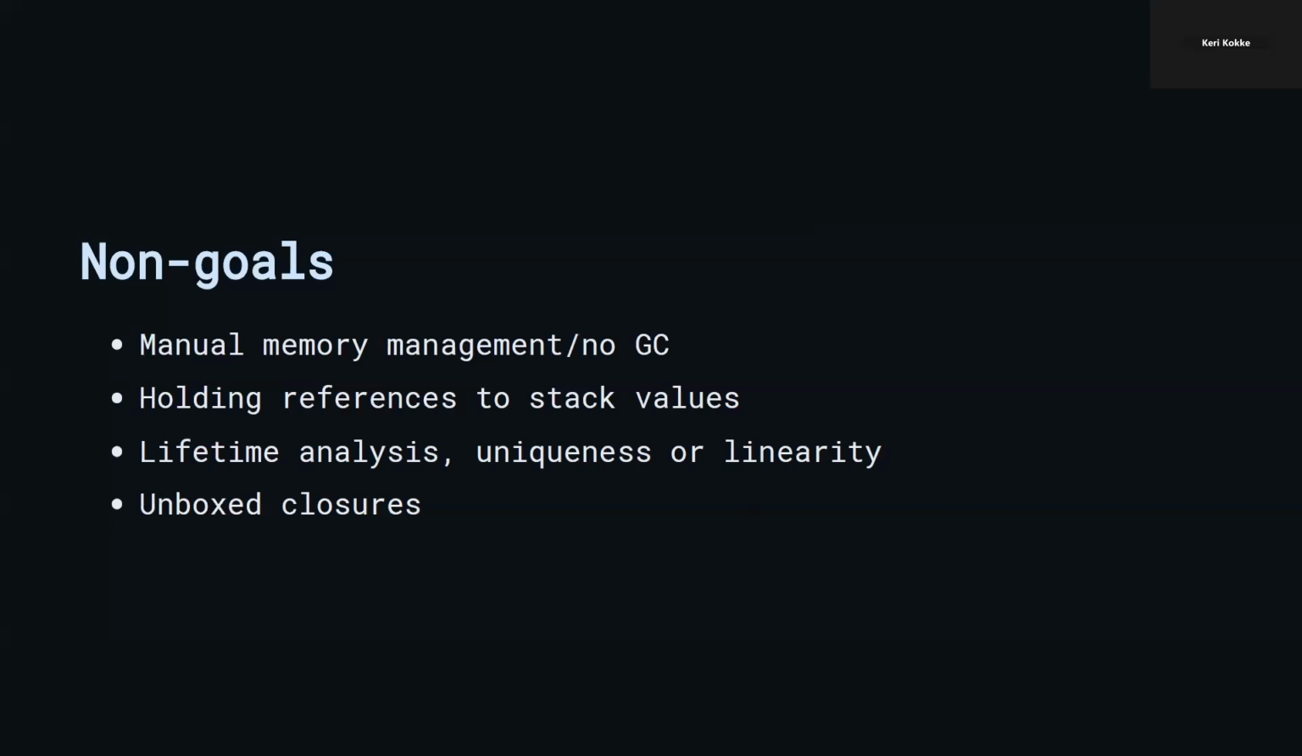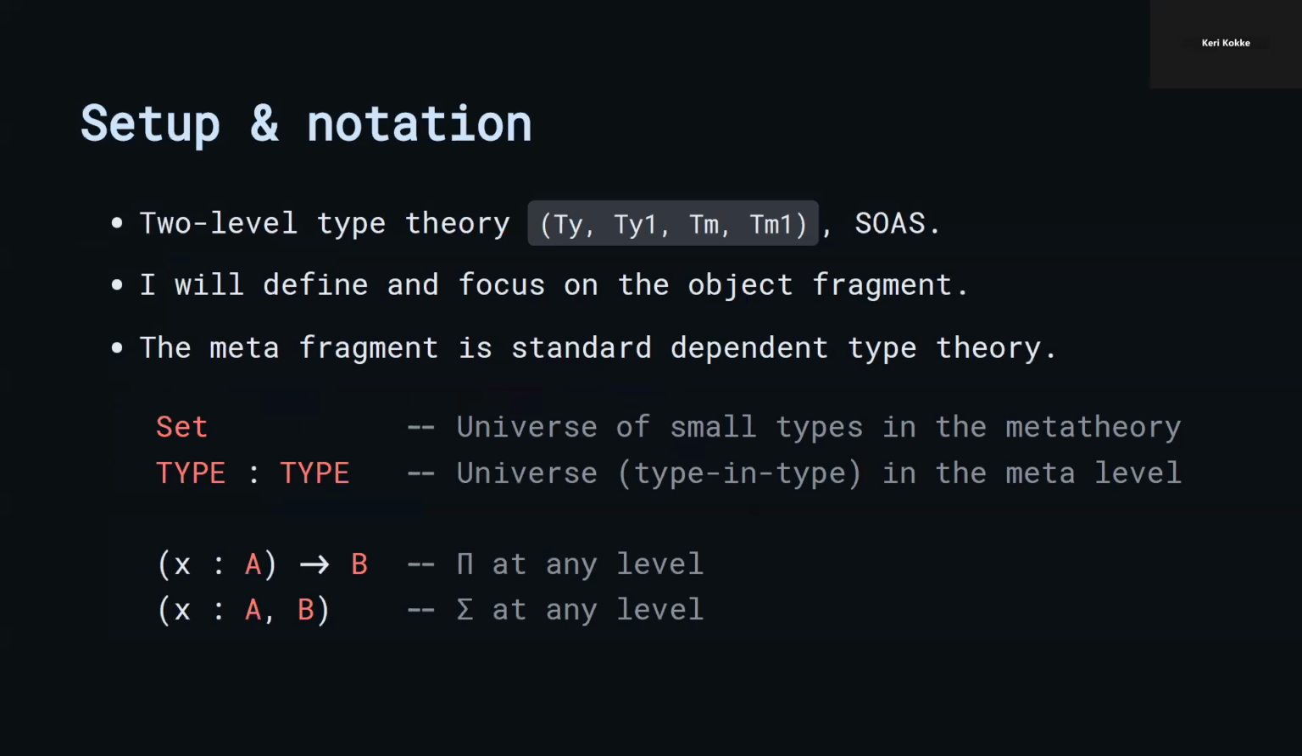And we're also not going to worry about unboxed closures just yet, because that also has to do with figuring out what variables are captured. Okay, I'll talk a bit more about that later. Okay, so just for some setup and notation. So we have a two-level type theory.